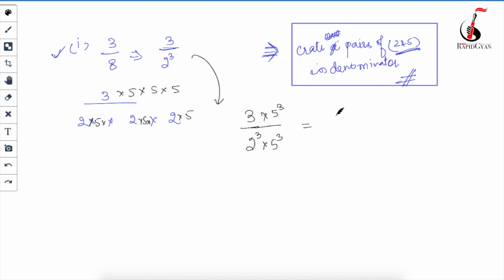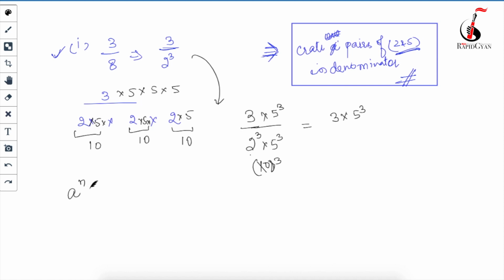3 times 5 cube. So 5 cube is 125. So 3 into 5 cube. And the denominator will become 2 cube into 5 cube. So see here beta, 2 5's are 10, 2 5's are 10, 2 5's are 10. So this is nothing but your 10 cube. Correct?